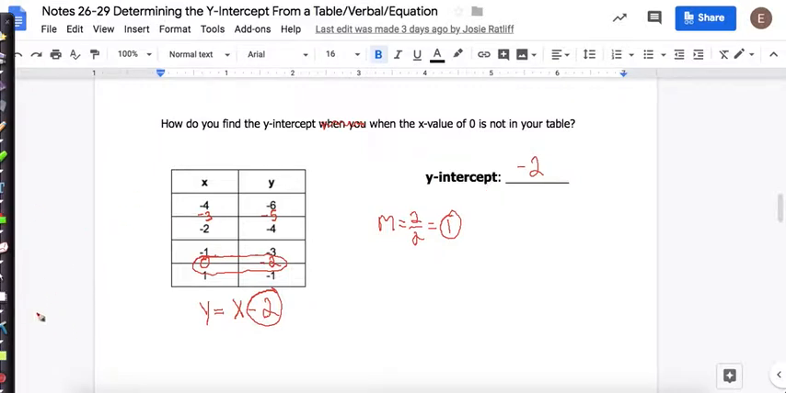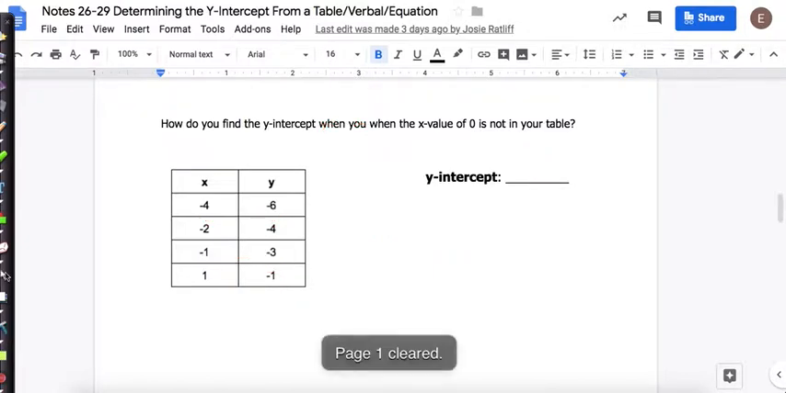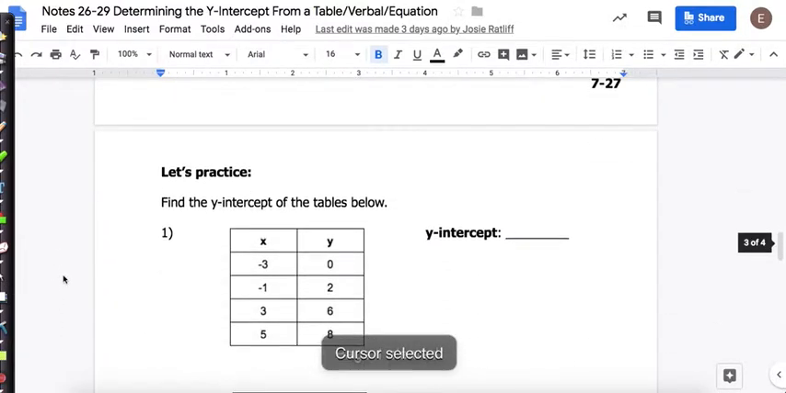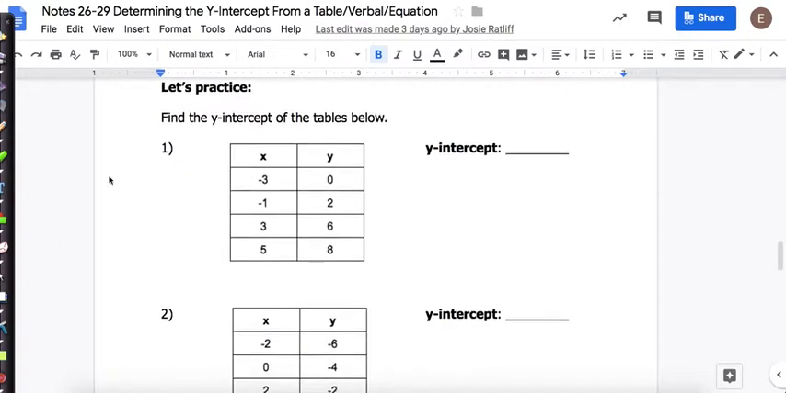So whatever way works best for you, I would suggest using that method. But remember, that pattern in the tables will only work when the slope is +1. They'll each be going up by 1. Okay?